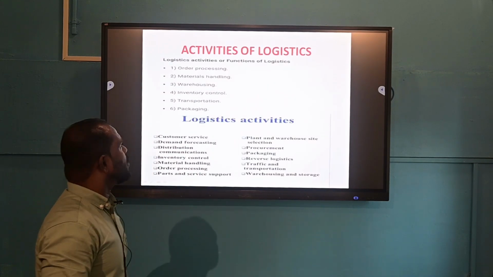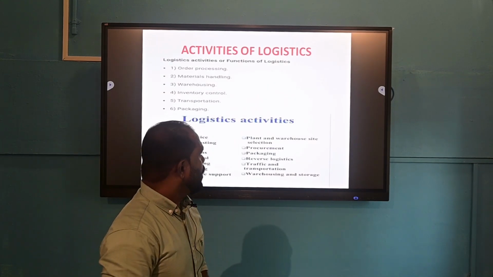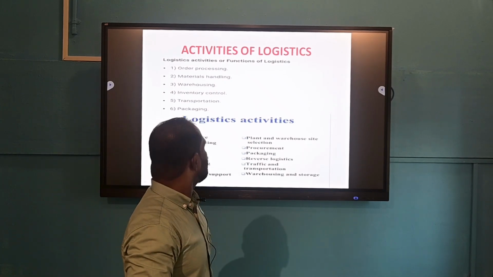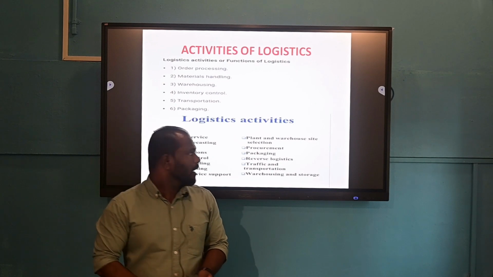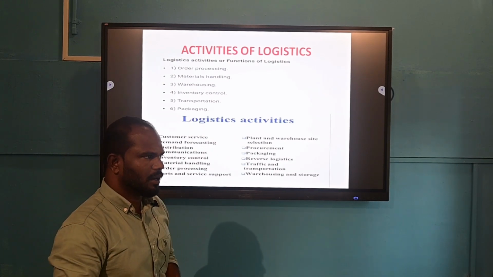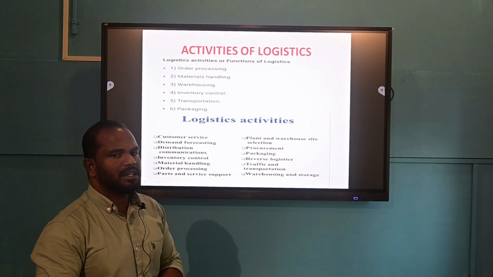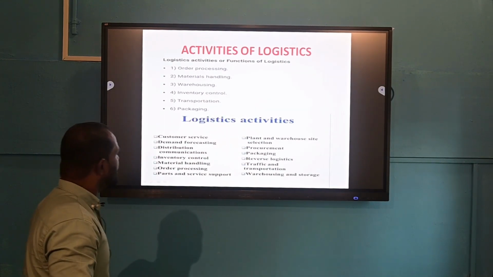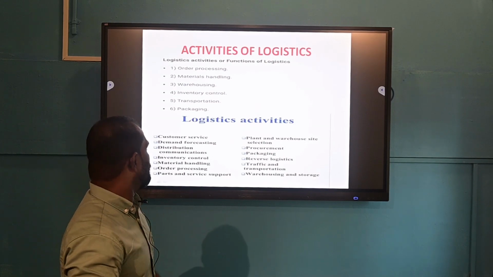What are the main activities or functions of logistics? Then we can check this point. First one is order processing. The first and foremost important function of every logistics company is generating an order from the client or customer. A logistics company can generate orders from within the country or outside the country. So the first step in every logistics company is order generation, order processing.